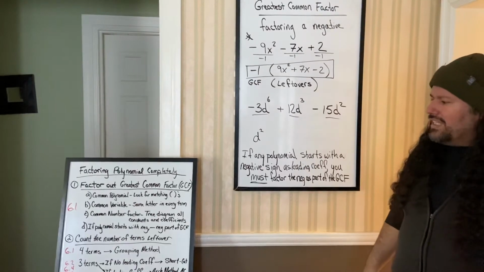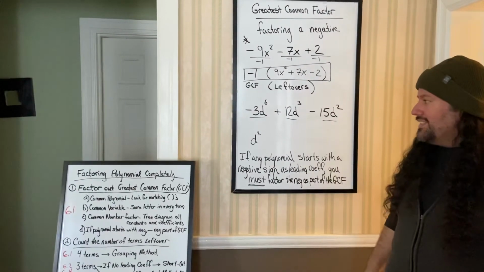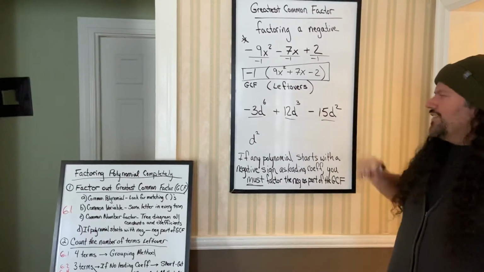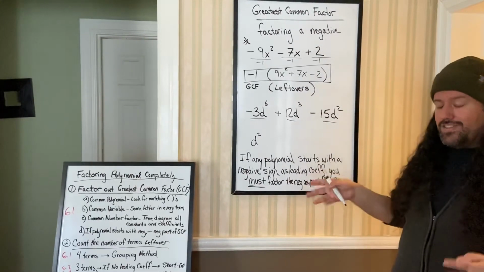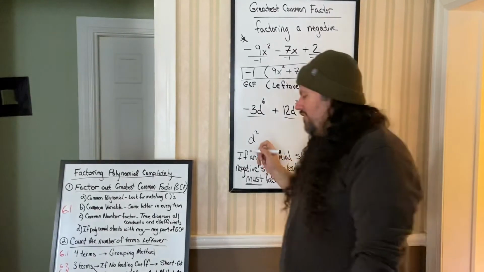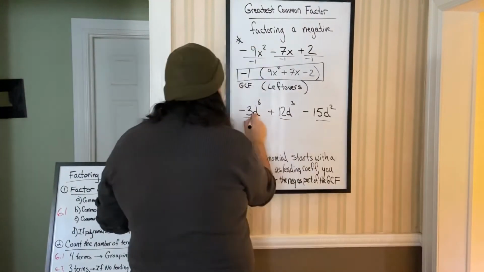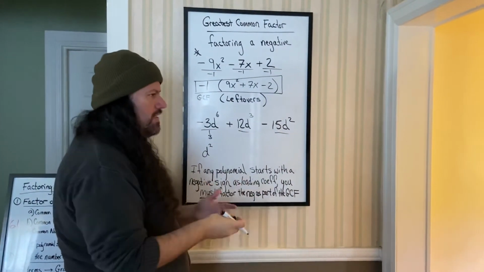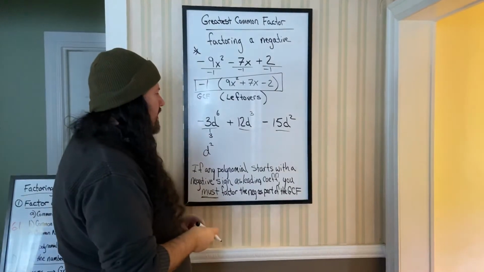Do we have a number in common? Okay, that's part C. We have a 3, we have a 12, we have a 15. Remember, if you don't see it, we suggest to do a tree diagram. So for 3, it's just going to be a 3. Can't break it down any further because it's just 1 times 3. So I'll just leave it as a 3.